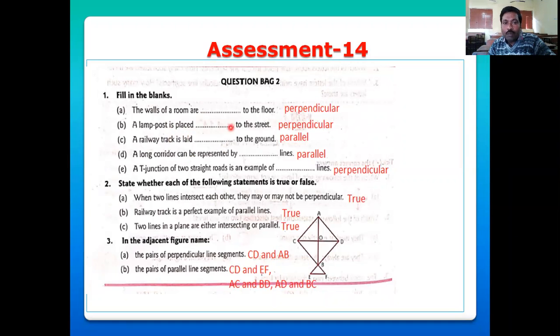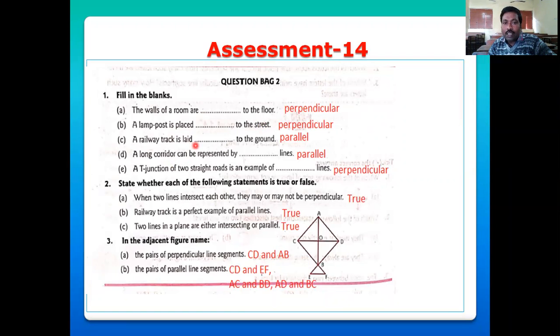A lamp post is placed dash to the street. Lamp post, you will see the electric pole, and this is perpendicular to the street. Yeah, this is the horizontal line of the street, and this is the perpendicular, and it makes the perpendicular.